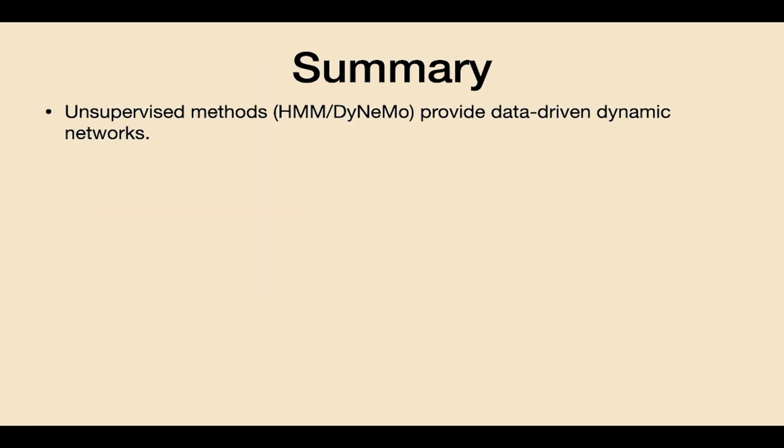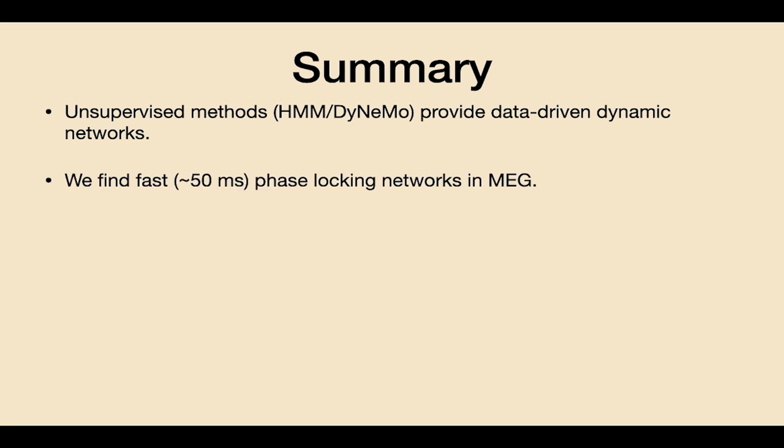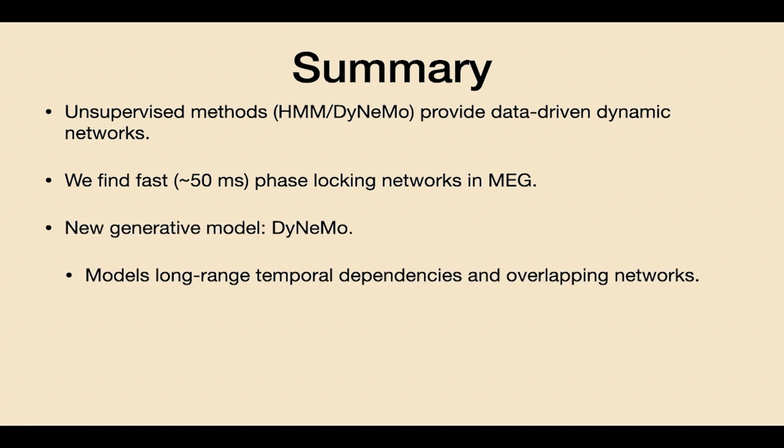So I'd like to summarize: there are methods which are quite robust, in a data-driven fashion, to identify these dynamic networks. It can be applied to MEG, EEG, fMRI, any functional imaging. I've focused on networks, but this can also be used for single-channel analysis for burst detection. In MEG, we find very fast phase-locking networks. I've talked about a new generative model called DyNeMo, which incorporates some advances from deep learning and overcomes some limitations of the Hidden Markov Model. And in a task paradigm, this can give a useful description of the task.